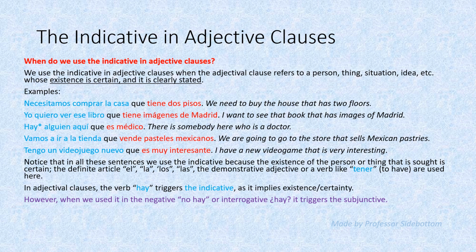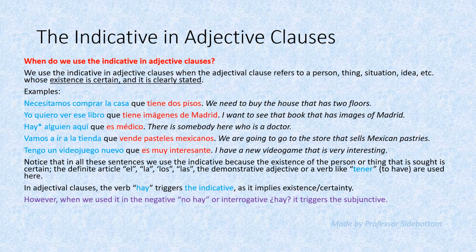Tengo un videojuego nuevo que es muy interesante. I have a new video game that's very interesting. Notice that in all of these sentences, we have the use of the indicative because the existence of the person or thing that is sought is certain. We're using the definite article, el, la, los, las, the demonstrative adjective, or a verb like tener to express the certainty of the existence of that person or thing.